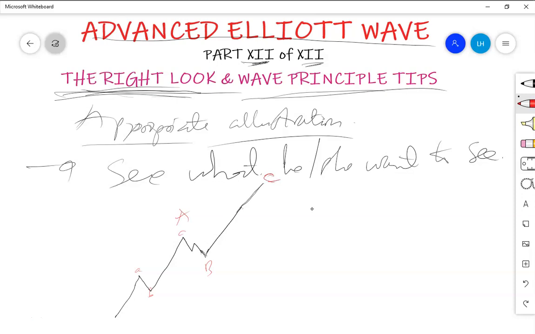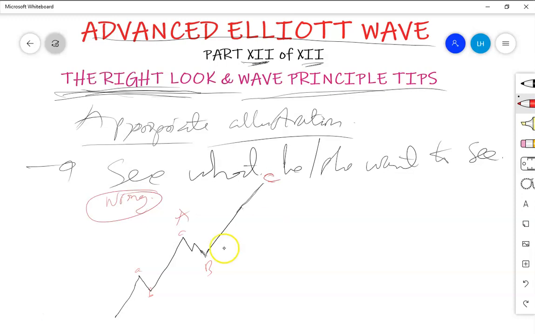So now, according to me, this count is wrong. It's incorrect. So now I'm giving you reasons why this count is incorrect. Those reasons that I'm going to give you are the judgments that you have to make before labeling a certain move in the market. Those reasons must be your points of judgment when you want to label a structure of the market.